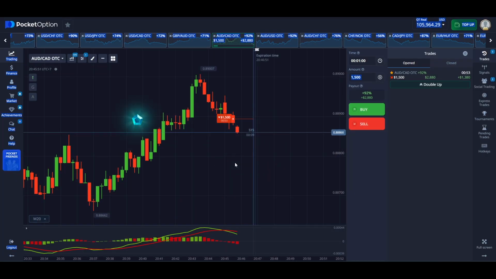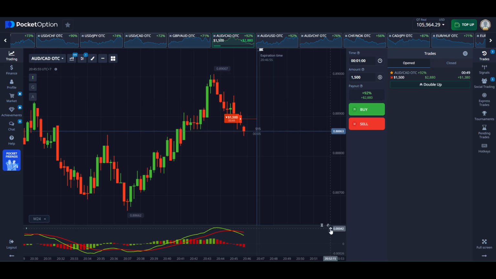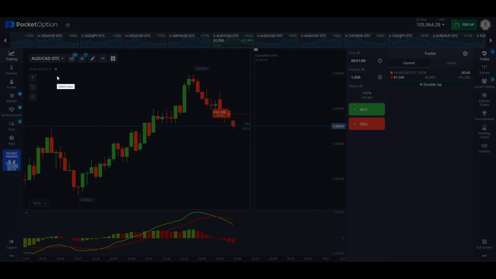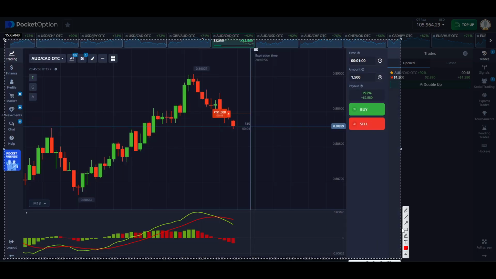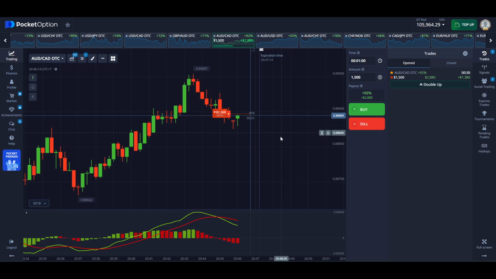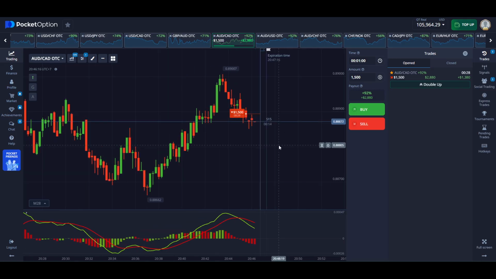For example, on the Australian dollar to Canadian dollar OTC currency pair, I see an entry point for a downward trade. Let's take a look at why it's worth opening a trade for a decrease here. First of all, we have a crossover happening here. That is, the red line is currently on top. So, this is a potential entry point for a sell trade. Next, we can see that the price has already started to move down. So, these two factors alone are enough for me to open a trade for a decrease.